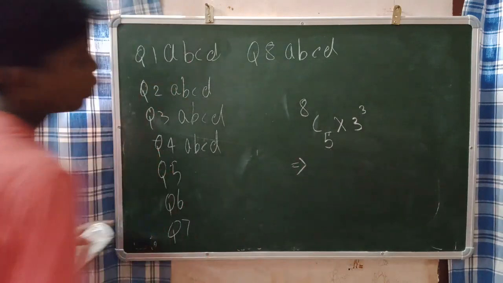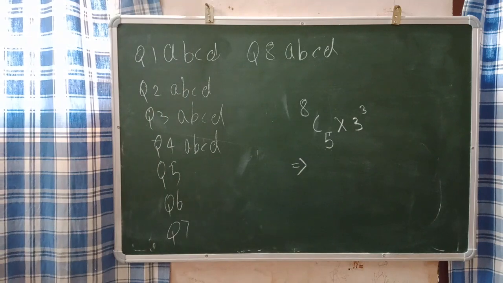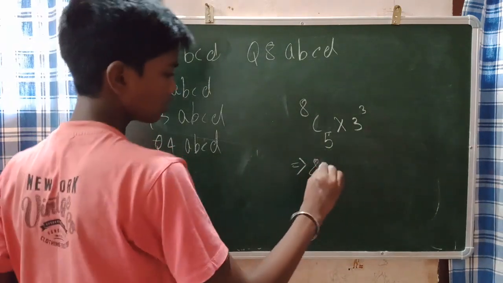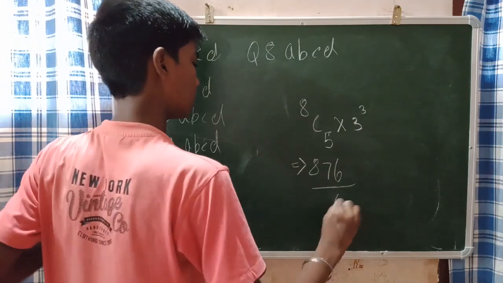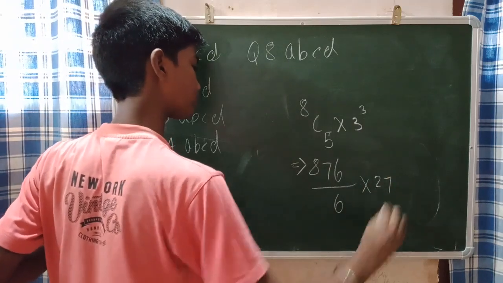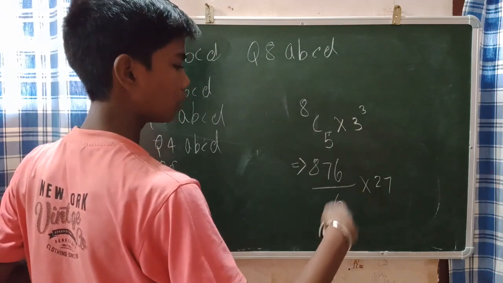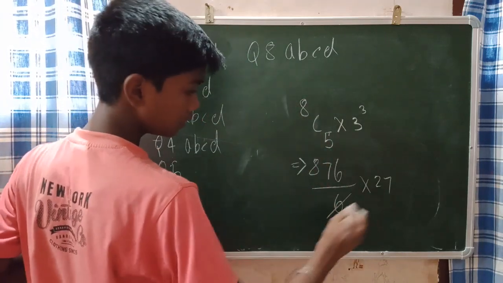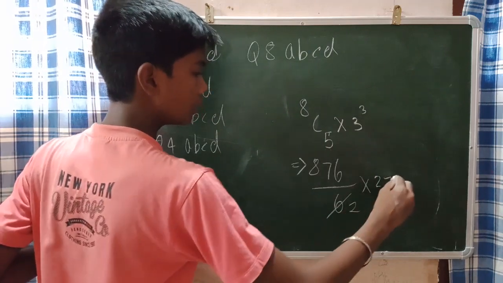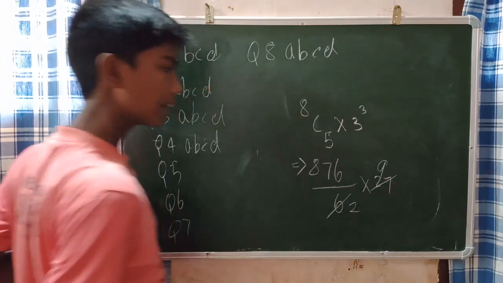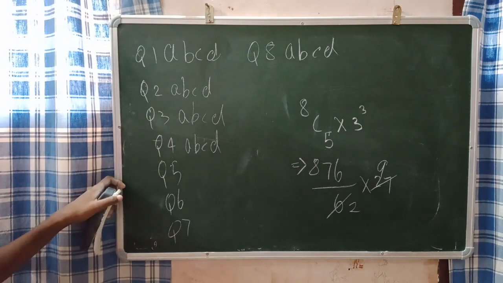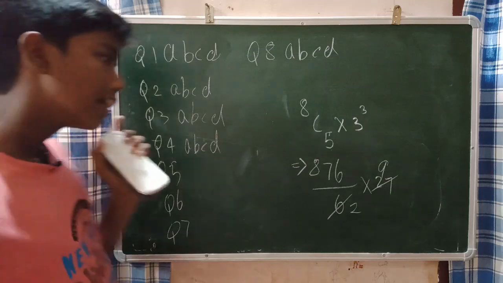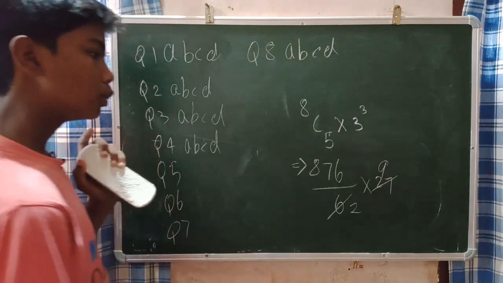So how will you find the answer, guys? I think 8C5 is 8 into 7 into 6 by 6, and 3 cube is 27. So you are supposed to solve this. How will you solve? 6 you need to cancel out by 3, you will get 2 here and 9. Correct? 8C5 is 8 into 7 into 6 by 6, 3 cube is 27. When I cancel out 3, this is what you will get. After this, 8 into 7 into 6 by 2 is what, guys?